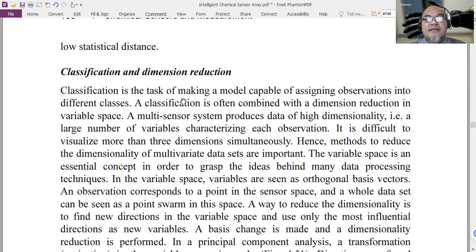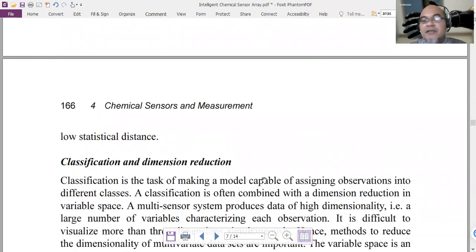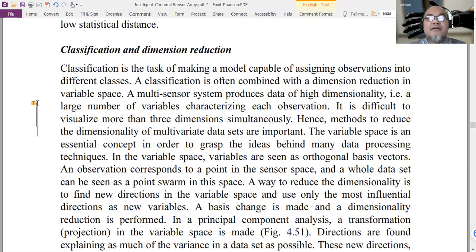And then, after we obtain this data and recognize the pattern, we classify and reduce the dimension. Classification is the task of making a model capable of assigning observations into different classes. Usually it is combined with dimension reduction in variable space. For example, does it really rely on the 6 different sensors, or maybe it can be reduced into 4 or 3? A multi-sensor system produces data of high dimensionality, because it depends on this many sensors, right?